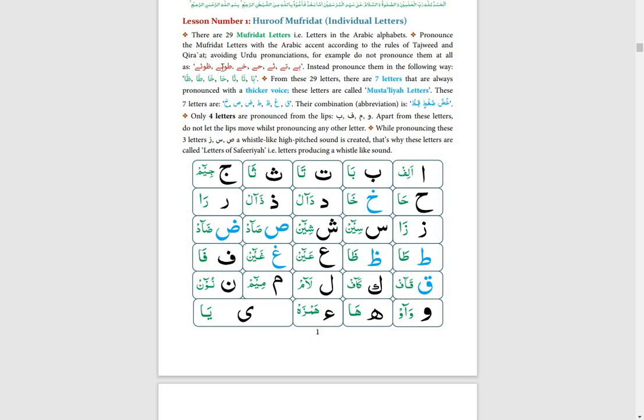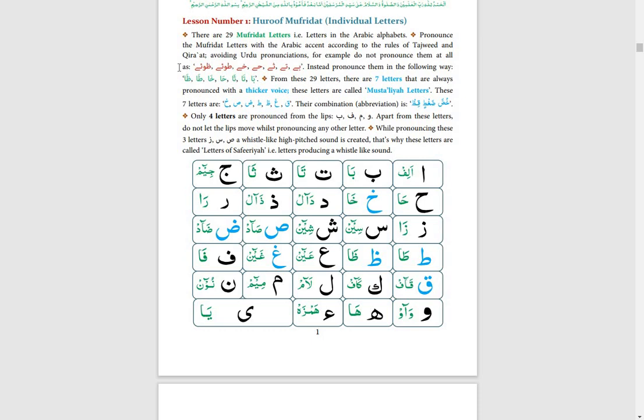And then they are saying to avoid the Urdu pronunciation. For example, do not pronounce them as be, te, se, he, he, toe, so. These are the Urdu accents. Avoid these accents. Instead, pronounce them in the following way: ba, ta, tha, ha, ta, and so on. Avoid the Urdu accent and adopt the Arabic accent.